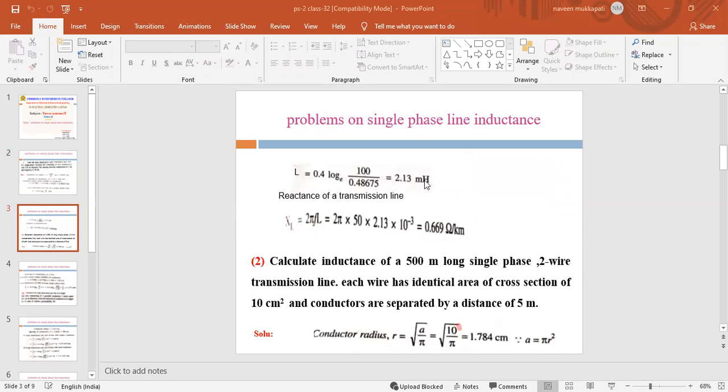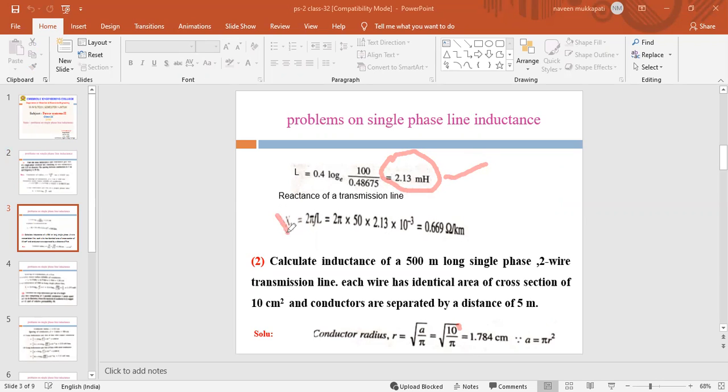Okay, that is the first bit. That is 2.13 millihenries. Inductance L is equal to 0.4 log e 100 by 0.4867, that equals 2.13 millihenries. This is the first bit.